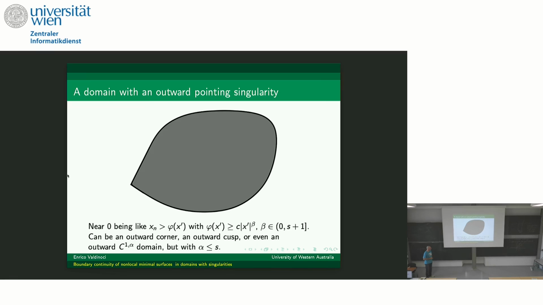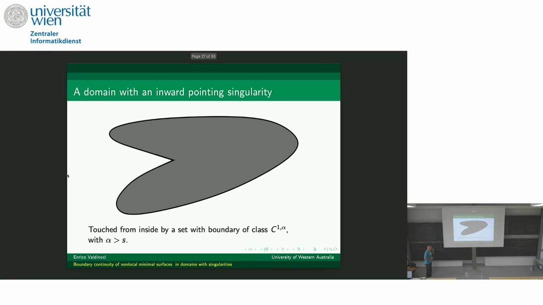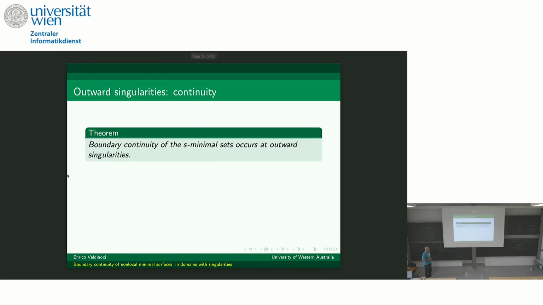Basically, you can think that you may even have a C1 plus alpha domain, but alpha is less than S. The inward pointwise singularity is instead something of this sort. The important part for me is that you are touched from inside by a set of class C1 alpha with alpha larger than S. And the theorems that we have go as follows.